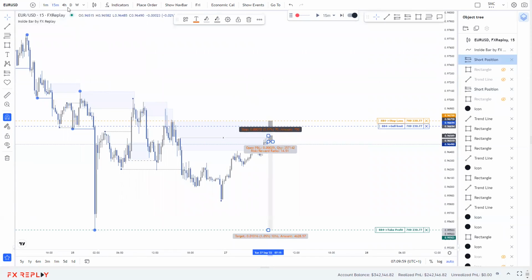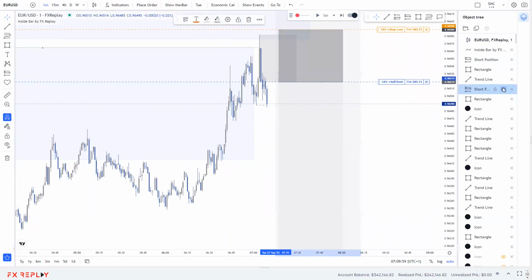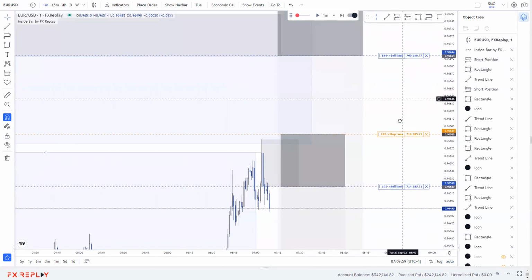And we can place our order there. We can jump back to the M1 and see if we get tagged into this. I will just cover up this risk entry. One thing I will note about the risk entry is I'm keeping this open for the moment.